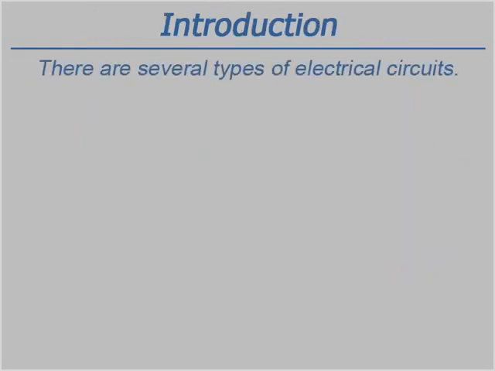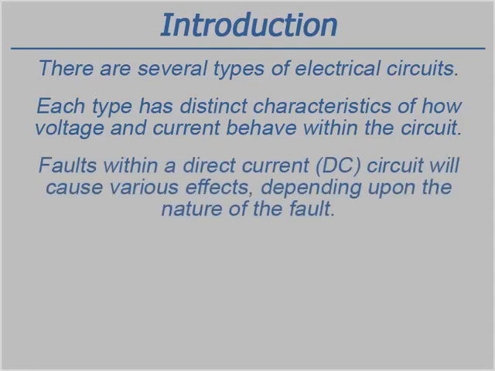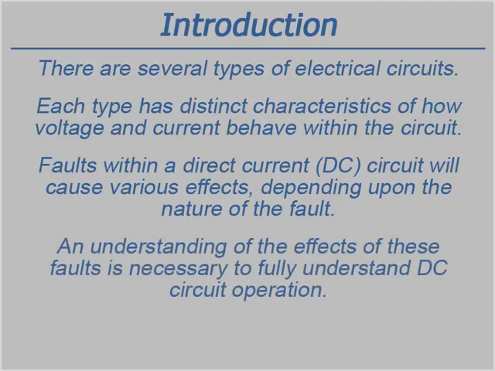There are several types of electrical circuits. Each type of circuit has distinct characteristics of how voltage and current behave within the circuit. Faults within a direct current or DC circuit will cause various effects depending upon the nature of the fault. An understanding of the effects of these faults is necessary to fully understand DC circuit operation.